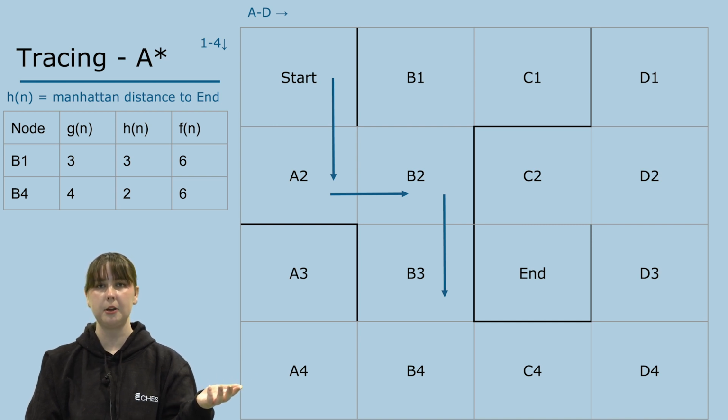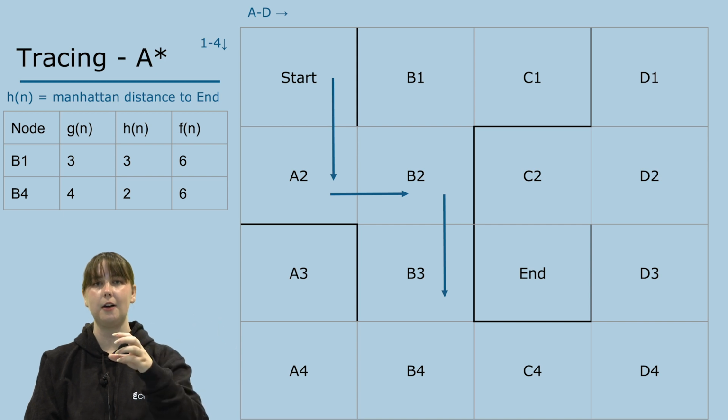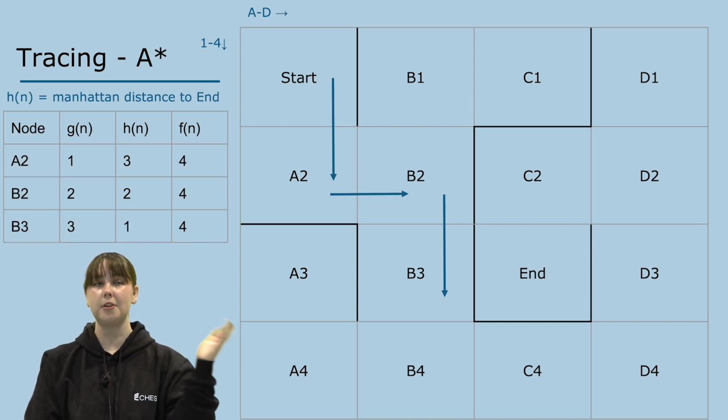Okay, now that we're at B3, we've realized it isn't actually 1 apart because there's a wall in the way. That's something that A star does. We don't actually know how these nodes are connected, but we do know relatively where the end is. It's optimistic in that sense. It goes towards it even if it's not the best way. So that's what we've done here.